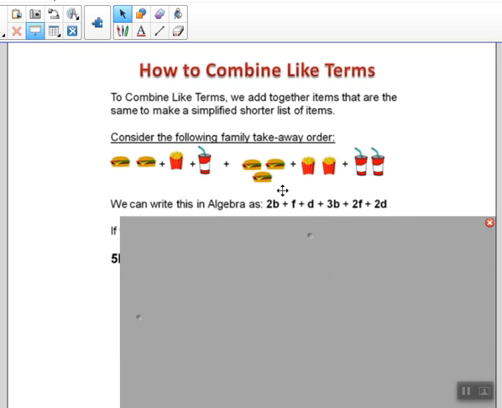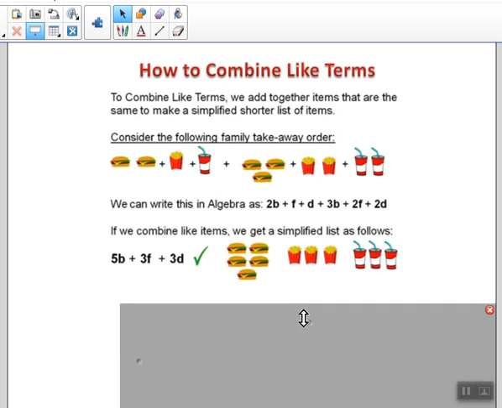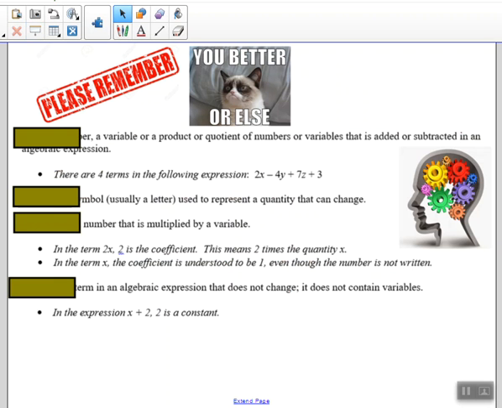Now, there's things here that we can group together, right? You see the burgers and you see the fries and the drinks, and if we really wanted to do this, to summarize it, we could simply say, you know what, that's 5 burgers, 3 fries, and 3 drinks. So algebraically or mathematically, we would say this right here is really this, 5 burgers, 3 fries, 3 drinks, okay? So this is kind of what combining like terms is, but this is a real example of kind of how this plays out.